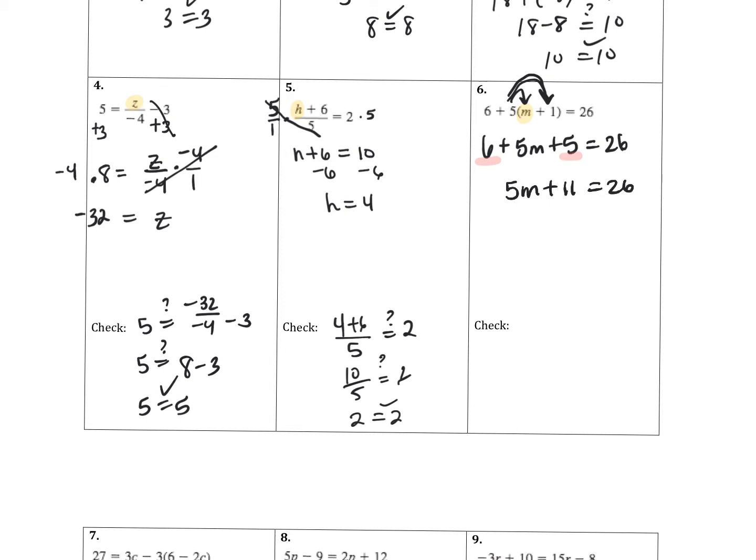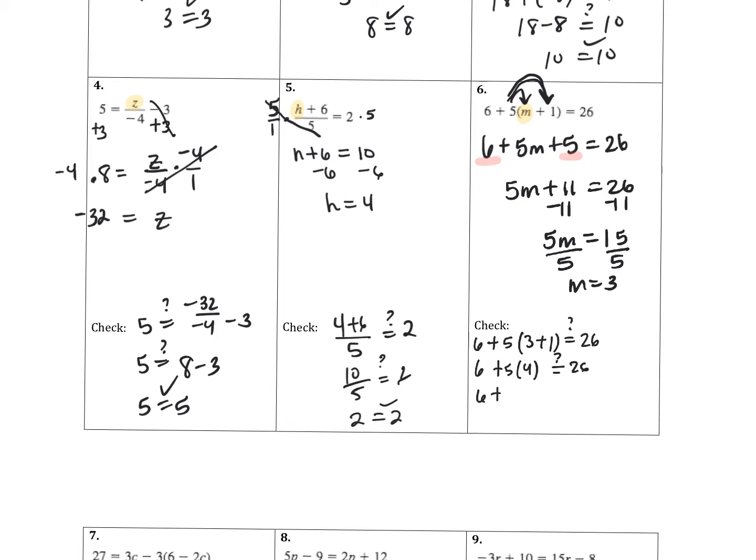I want m by itself, so I'm going to subtract 11 from both sides. I'll get 5m equals 15. Divide by 5, and we'll get m equals 3. Let's check. 6 plus 5 times (3 plus 1), does that equal 26? Let's see. 3 plus 1 is 4. 5 times 4 is 20.